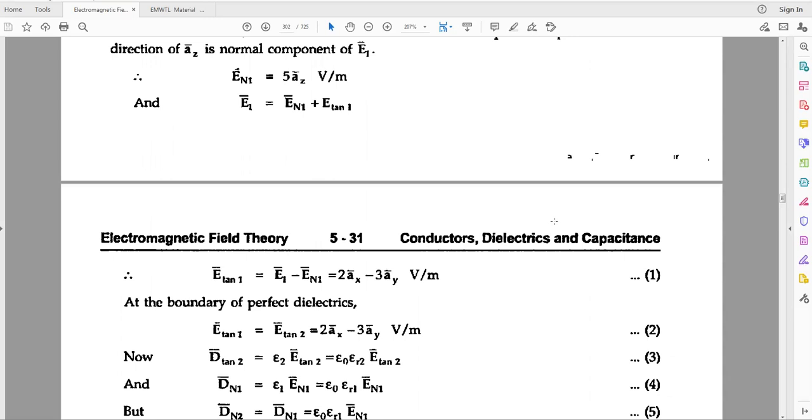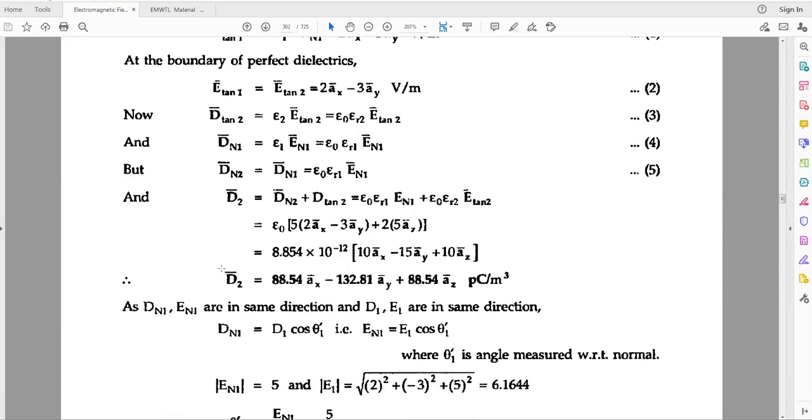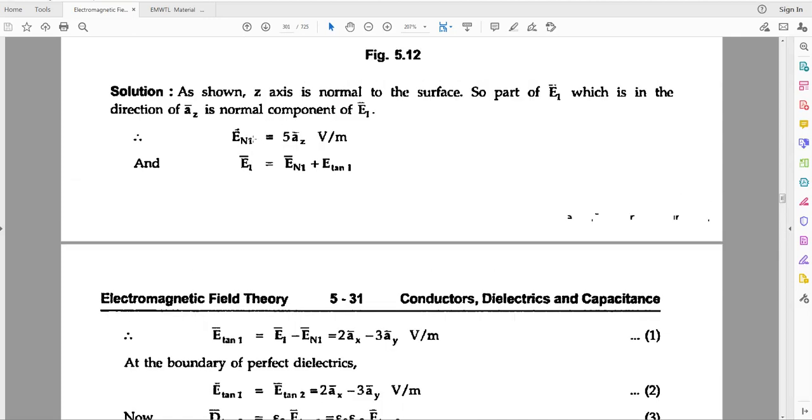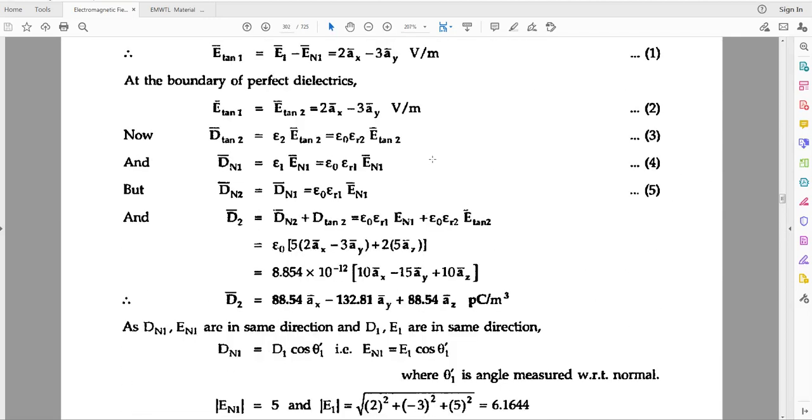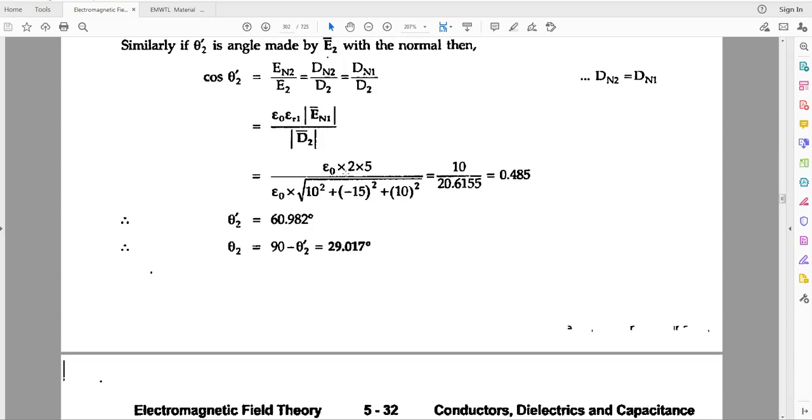Here the field is given, whereas in the previous example the electric flux was given. Totally, the remaining procedure is the same. D2 is equal to Dn2 plus Dt2, and E1 is equal to En1 plus Et1. Okay, you do this one and go on to the next one.